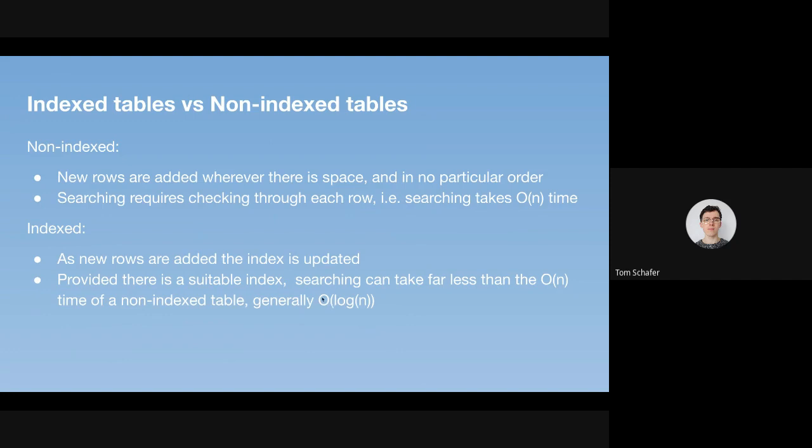All this O of log n means is, say if you square the number of users, then the amount of time it takes to perform this search is only doubled. So again, that's a pretty big efficiency that you're getting by indexing your tables.